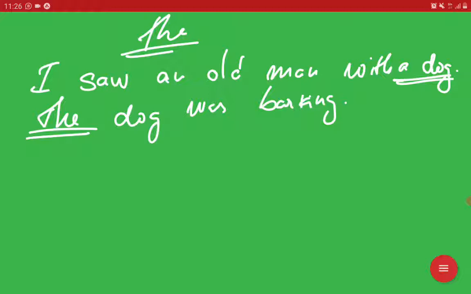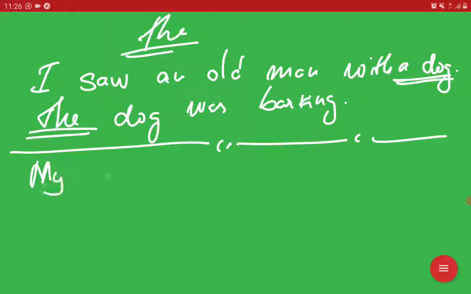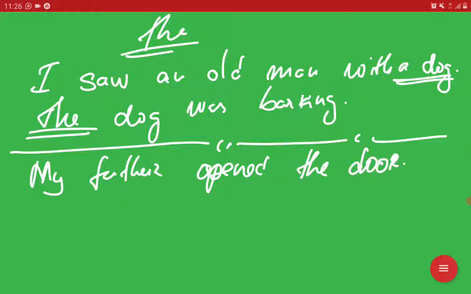The second usage: we can use the definite article the when it's clear what you're referring to, when it's obvious what I'm referring to. Let me take one example here. I can say, my father opened the door. So here you won't ask me which door, because it's clear which door I'm referring to. My father opened the door.